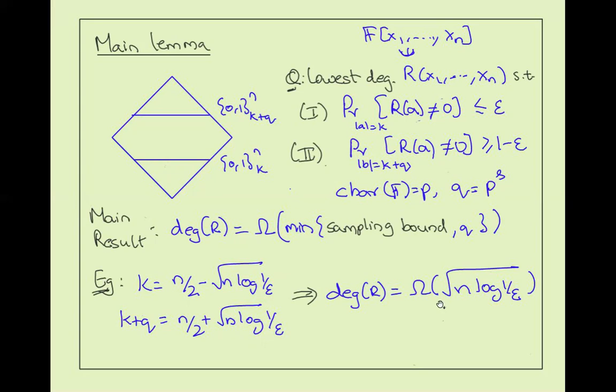Okay, so our main result implies that in this regime of parameters, the degree of any polynomial r that approximately distinguishes between weight k and k plus q is in fact degree root n. So that's the main result of this paper. I hope the statement was reasonably clear. And I want to describe now a few applications that we can use this statement for.